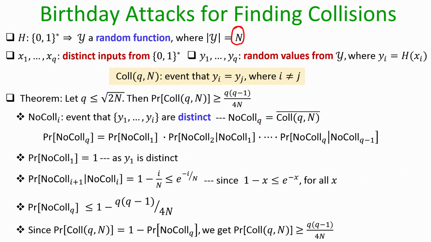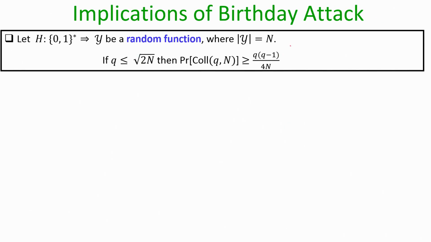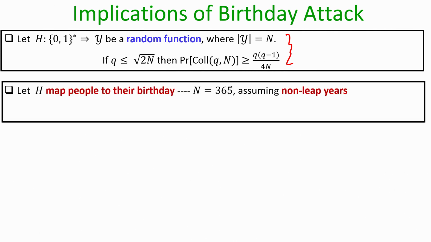Since the event no collision(q, n) and the complementary event collision(q, n) are related by this, we simply obtain that the probability of the event collision(q, n) to occur is at least q times (q minus 1) over 4n. So, that is the lower bound we have established here, assuming that your function h is a random function and we have evaluated the function h at q distinct x values, and the probability of the collision is at least this much.